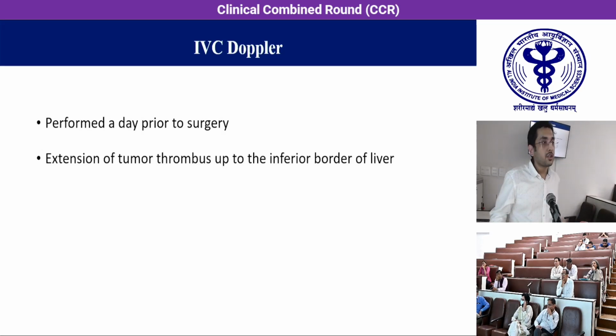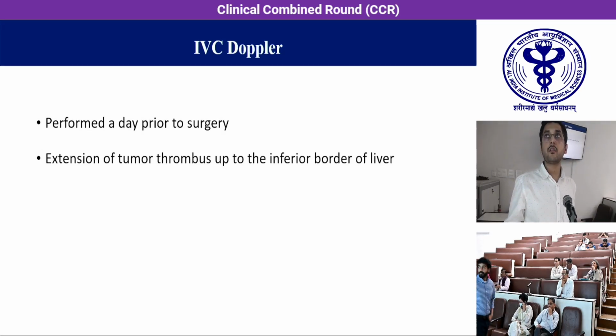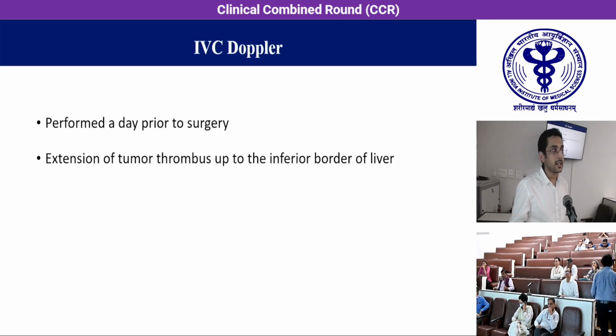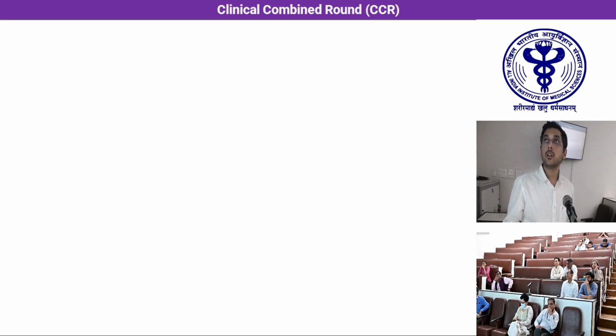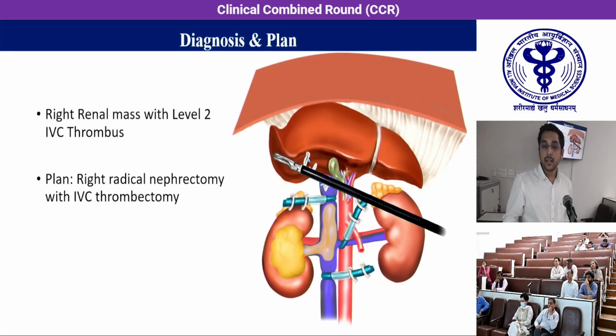So as per our institutional protocol, we perform an inferior vena cava Doppler 1 day prior to surgery that revealed extension of the tumor thrombus up to the inferior border of the liver. Unfortunately, we don't have the images for the Doppler. So we made the diagnosis for this gentleman of 45 year age with the right renal mass and with the level 2 IVC thrombus. And we planned the treatment for this in the form of a radical surgery and right radical nephrectomy with IVC thrombectomy.